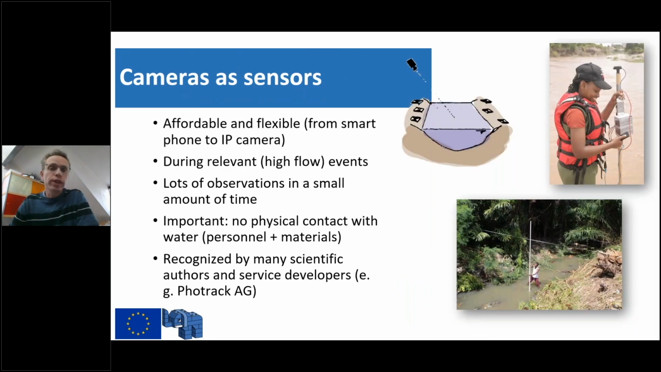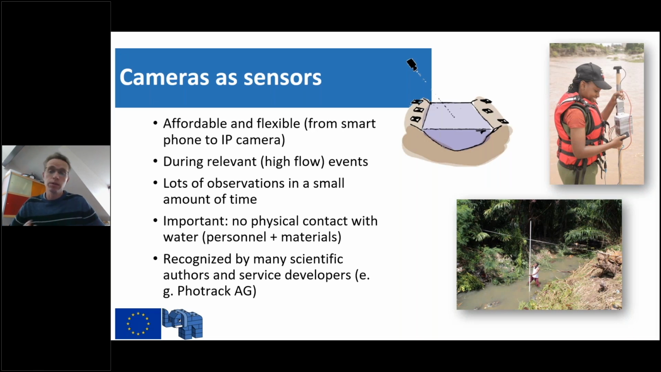Now, why do we choose cameras as sensors? I think it's important to reflect a little bit on that, because they're affordable and flexible. They're basically also omnipresent. You can get off-the-shelf cameras in many places. You have your smartphone, but also because for this specific application, you want to have high flow events. So many of the potential users we have are not even interested per se in always having a camera on site, but they want to, for instance, update their relationship between water levels and flows quite regularly.